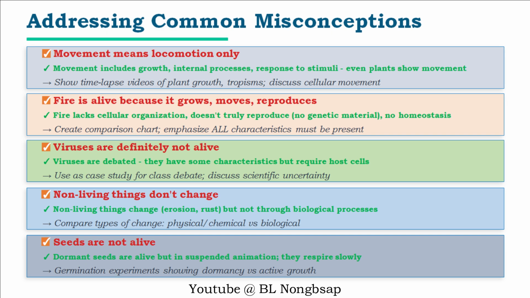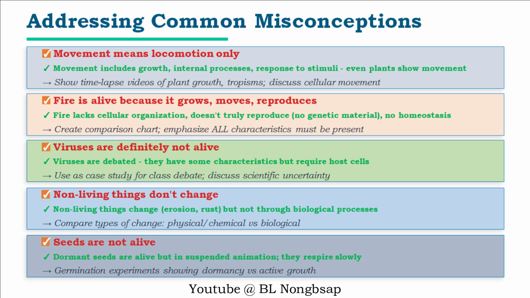Misconception 1. Movement means locomotion only. A common misunderstanding is that movement refers only to visible locomotion. In reality, movement includes growth, internal processes, and responses to stimuli. Plants also show movement, such as bending toward light or opening and closing of flowers. To address this, teachers can show time-lapse videos of plant growth and tropisms and discuss movement at cellular and organism levels.